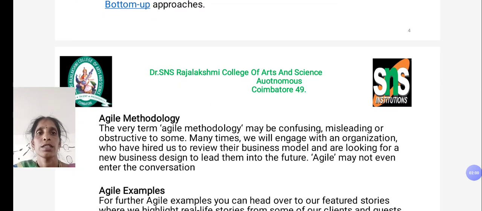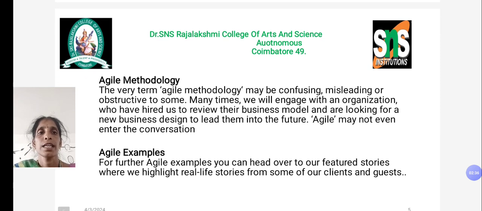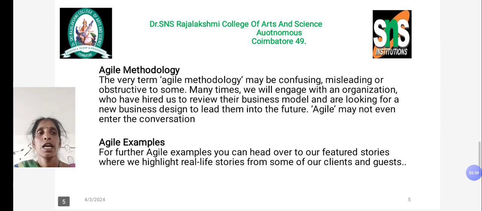Here, the Agile methodologies. The very term Agile methodology may be confusing, misleading, or obstructive to someone. Many times we will engage with organizations who have hired us to review their business model and are looking for a new business design to lead them into a future. Agile may not even enter the conversation. Examples of Agile methodologies. For further Agile examples, we can head over to our feature stories where we highlight real life stories from some of our clients and guests.